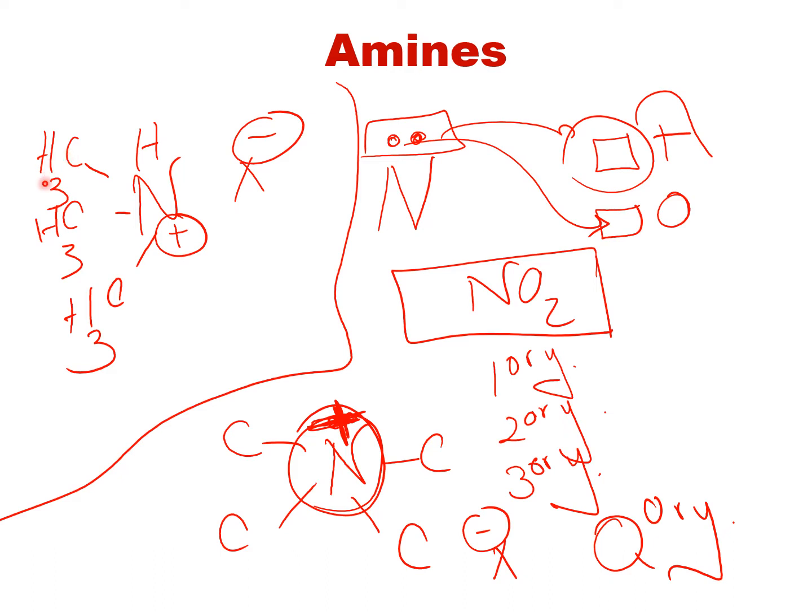So now we have the nitrogen attached only to 3 carbons. So this is a tertiary amine. Even though it's carrying a positive charge, it's a tertiary amine. Just look at the number of carbons attached to the nitrogen of the amine. This is the first classification of amines.